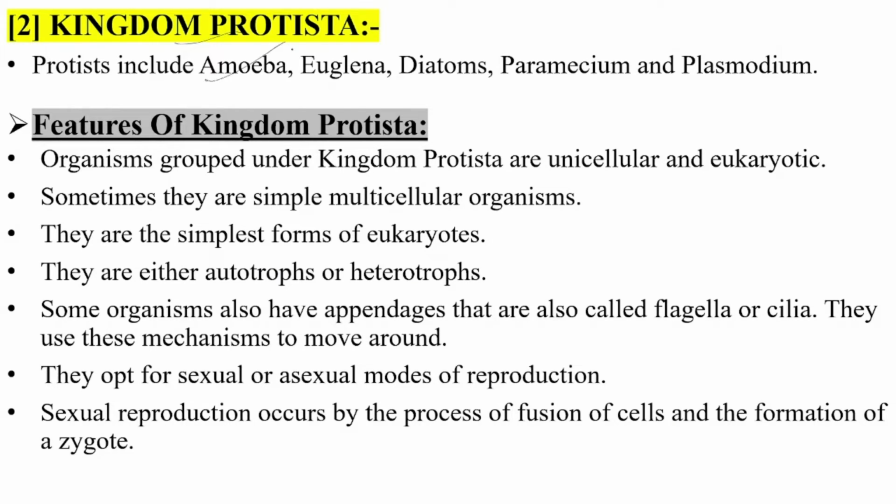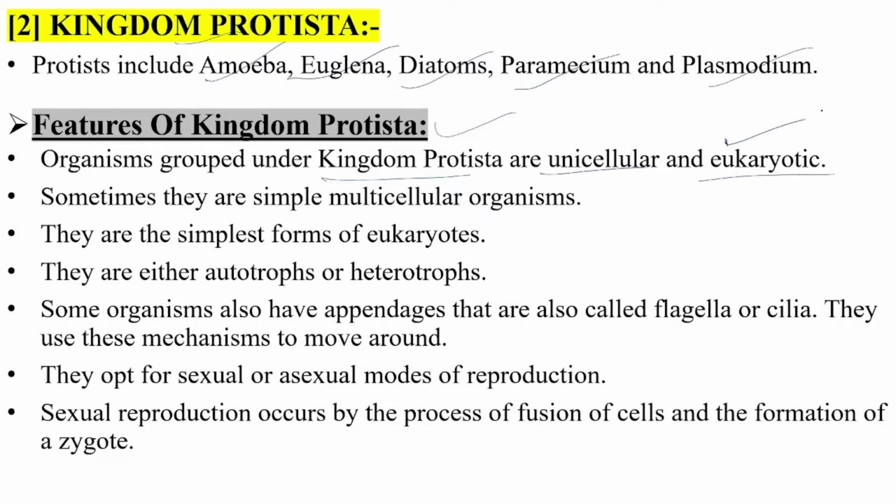Protista includes amoeba, euglena, diatoms, paramecium, plasmodium. We are going through the features of these organisms now. What are the features of kingdom Protista? Organisms grouped under kingdom Protista are unicellular and eukaryotic.